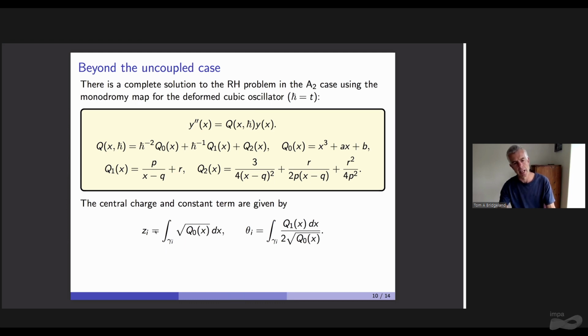And I should just say, in terms of the coordinates we've been looking at before, the central charge coordinates are the integral of the square root of Q0. That's maybe what you would expect. And the theta i's are given by this thing. Okay, that paper's on the archive, and so we can go beyond the uncoupled case, and there's obviously a lot more work to study more examples.